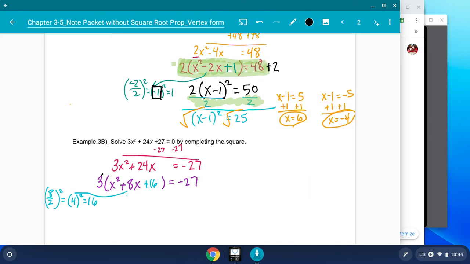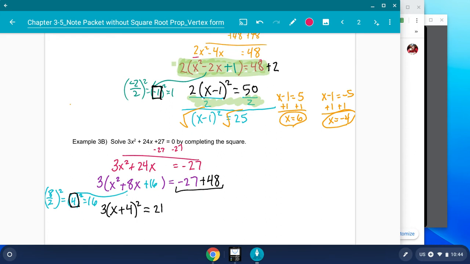We actually added 3 times 16, which is huge. It's actually 48. So technically on the left, we added 48 just sneakily. So we're going to add 48 to this side as well. So over here, when we factor, we're going to go 3 times x, and then we use this guy inside, equals negative 27 plus 48 is actually 21.